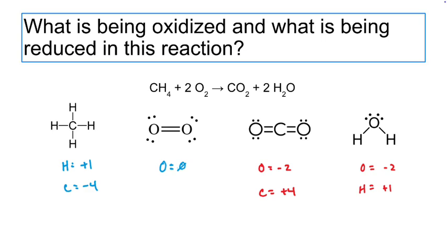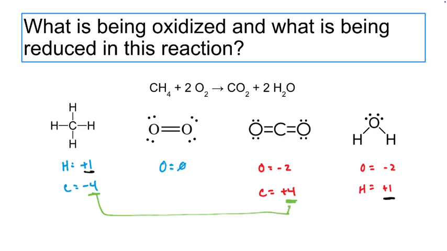Okay, so we could start with hydrogen. Hydrogen started at a +1 and it ends at a +1, which means there's no change to its oxidation state. It's neither reduced nor oxidized. If we go through and look at the carbon, it started at a -4 and became a +4. So its oxidation state has changed. We should be going through and defining it as either oxidized or reduced.